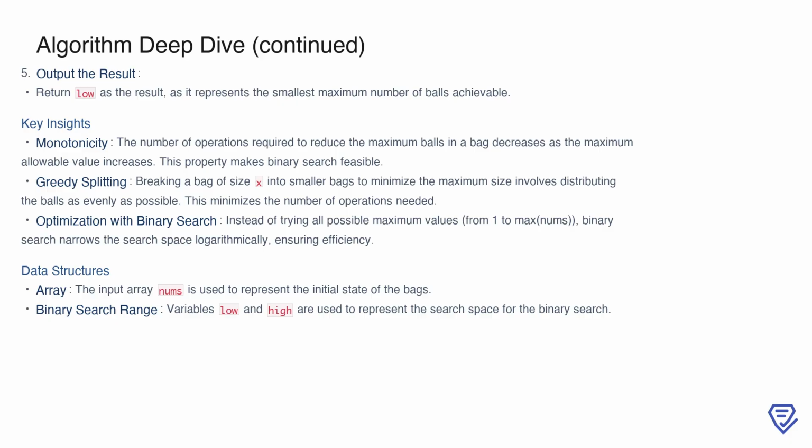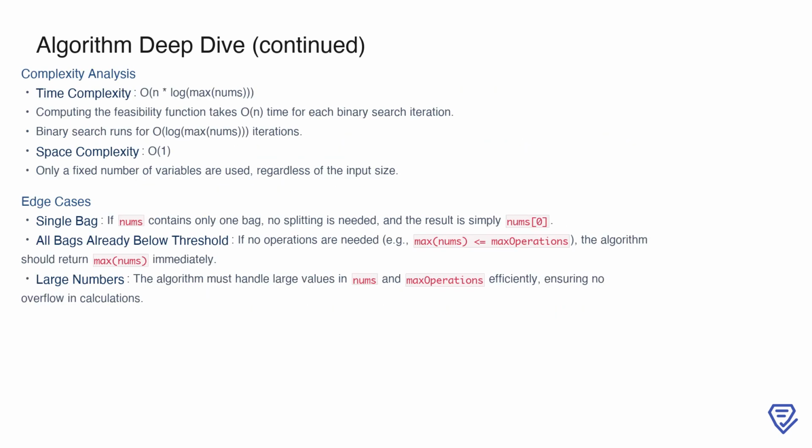The algorithm relies on simple data structures, the array nums for the initial state of the bags and variables low and high to represent the binary search range. Now let's evaluate the algorithm's efficiency. The time complexity is O(n * log(max(nums))).